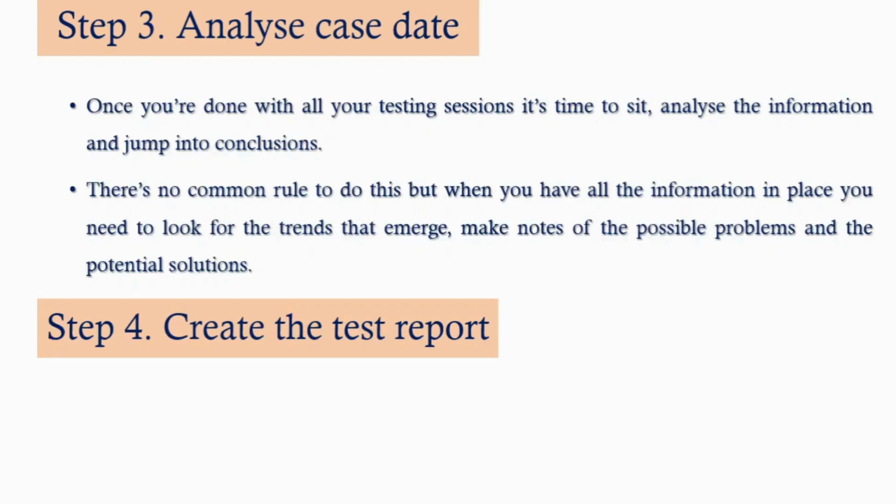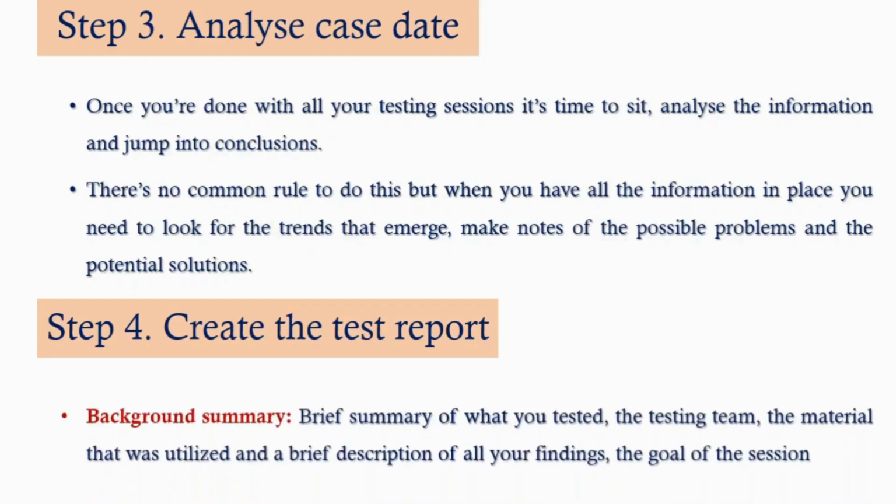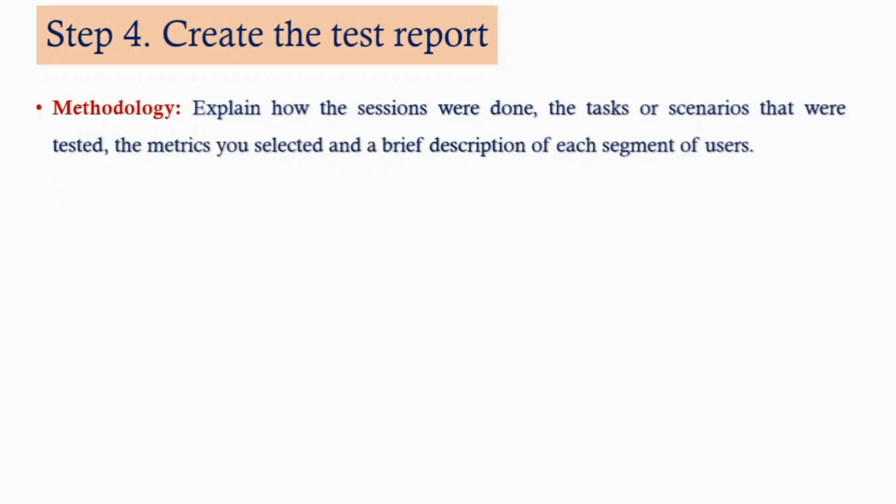So while we are writing the test report, we must write the background summary. Okay, like for what purpose you started the testing. Okay, then once you are done with the background summary, you can go ahead with the methodology. Here you have to explain how the sessions were done, the tasks as well as the scenarios that were tested, right? What were the metrics you selected, and a brief description about each segment of the user. Like complete methodology you have to write here in the methodology section.